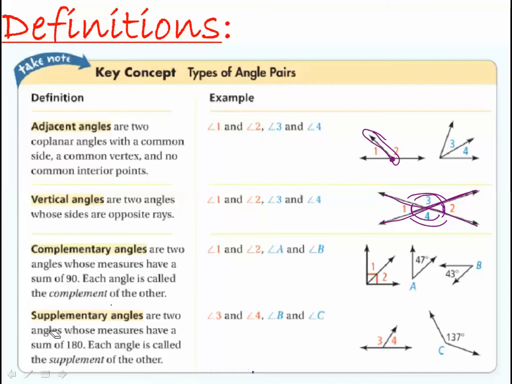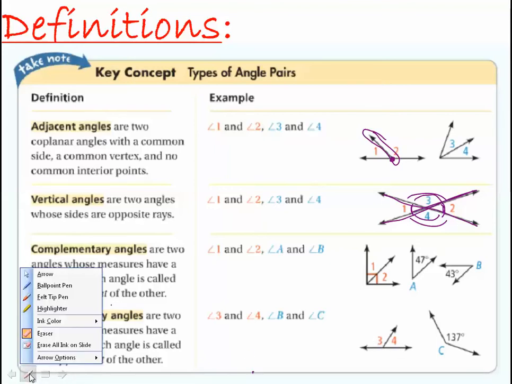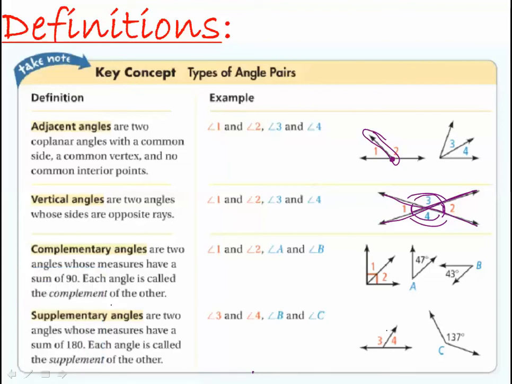Now let's look at the next definition. Supplementary angles are two angles whose measures have a sum of 180 degrees. Notice angles 3 and 4 are adjacent angles, and they form a straight line. That tells us that angles 3 and 4 added together would be 180 degrees.